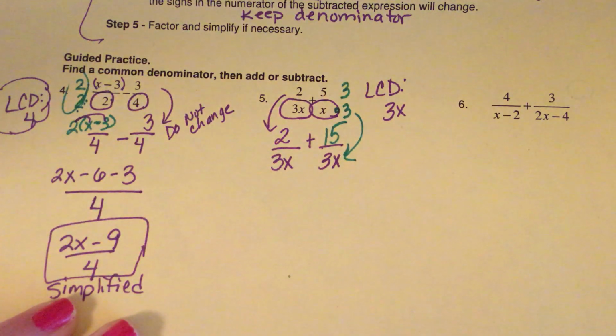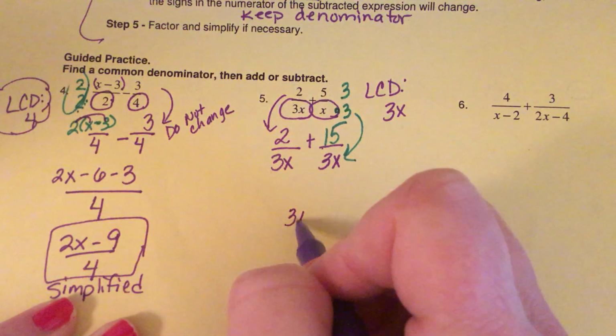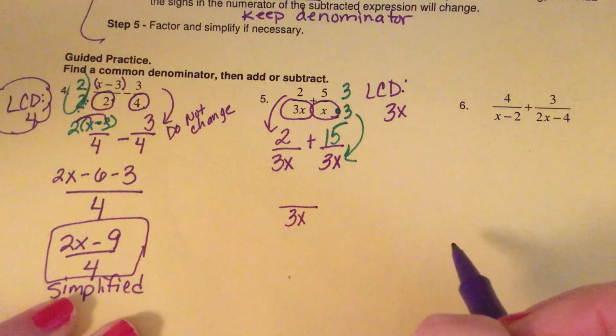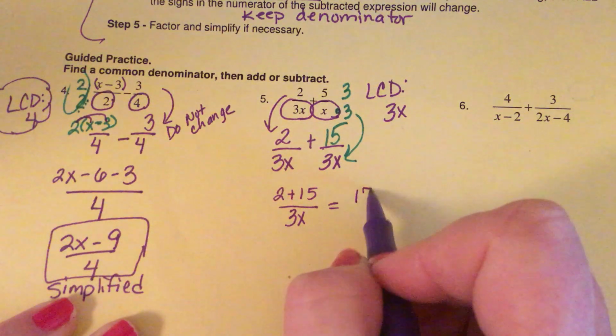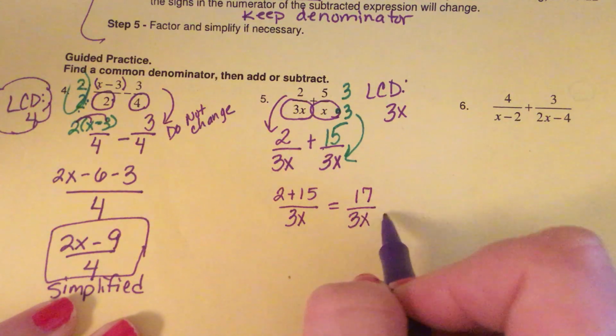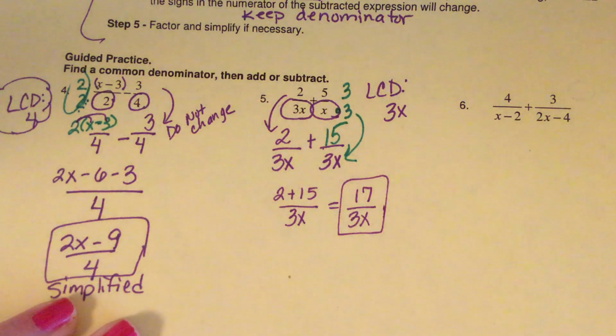So let's write it as one fraction. So I'm going to get 3x on the bottom. I have 2 plus 15 on top, which gives me 17 over 3x. And there's my answer.